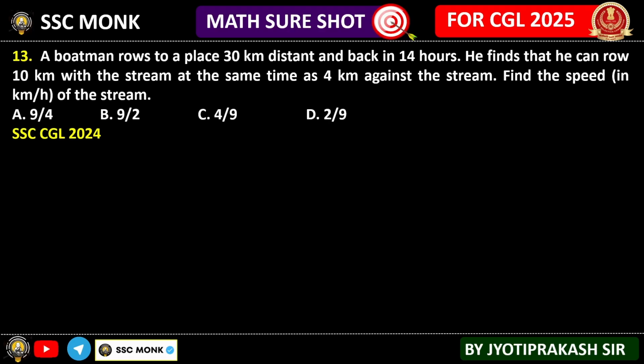Got it? Next. A boatman rows to a place 30 km distant and back in 14 hours. He finds... same question, so it is a homework. See, in boat and stream, the pattern will repeat itself. So there is nothing to worry about it. You need to solve more of this. That's why I'm giving you all this homework.